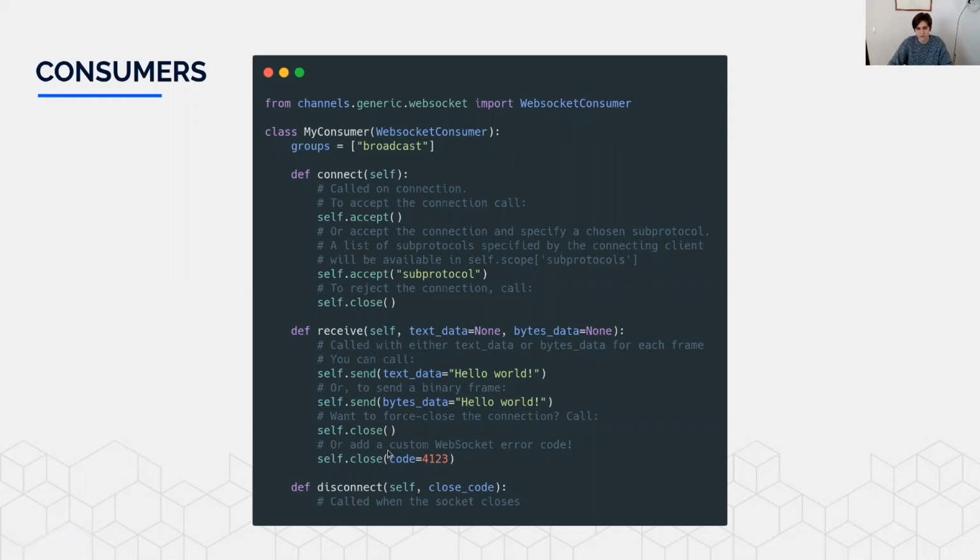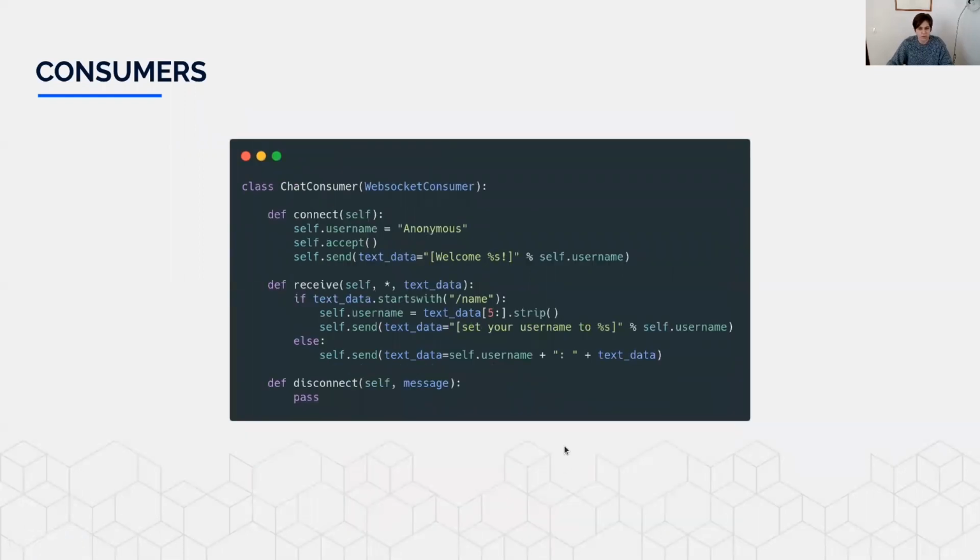Here's another example, which is a chat consumer. It also inherits from a WebSocket consumer. And you can see it has a few conditional flows here, which we can try by ourselves later.